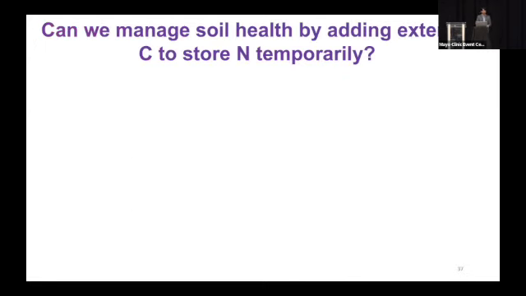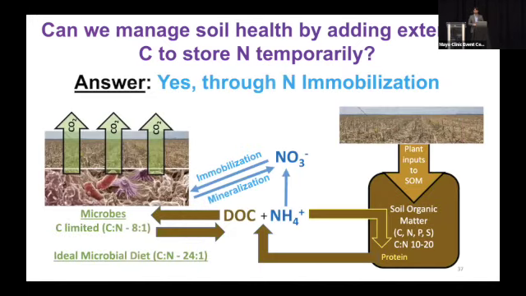Now the question is, can we manage the soil health by adding external carbon to store the nitrogen temporarily? Yes, we can do that through nitrogen immobilization. So you might have heard about the term mineralization, where any organic form of nitrogen is being converted into inorganic form. Now, immobilization is totally opposite. That means any inorganic nitrogen which is present in the soil, we are converting into the organic form, or into the microbial body. So if we can do that, we are great.